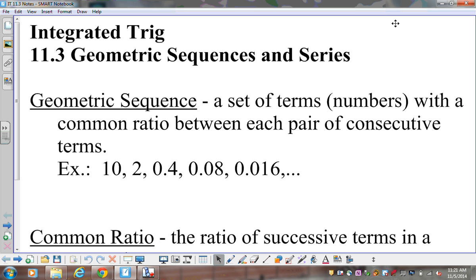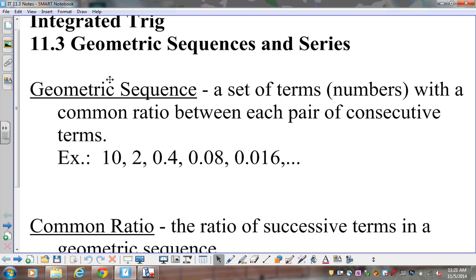But this is going to be the last section that we're going to be covering in Chapter 11. If you guys remember back in 11.1 and 11.2, we've just been kind of introducing some of the basic sequences and series. 11.1 was just an introduction. 11.2 was really more of the arithmetic, which remember you were adding or subtracting the same number each time to get to the next term. All right, so in this last section, we're going to look at geometric sequences and series, which instead of adding and subtracting the same number each time, you're actually going to be multiplying by the same number each time.